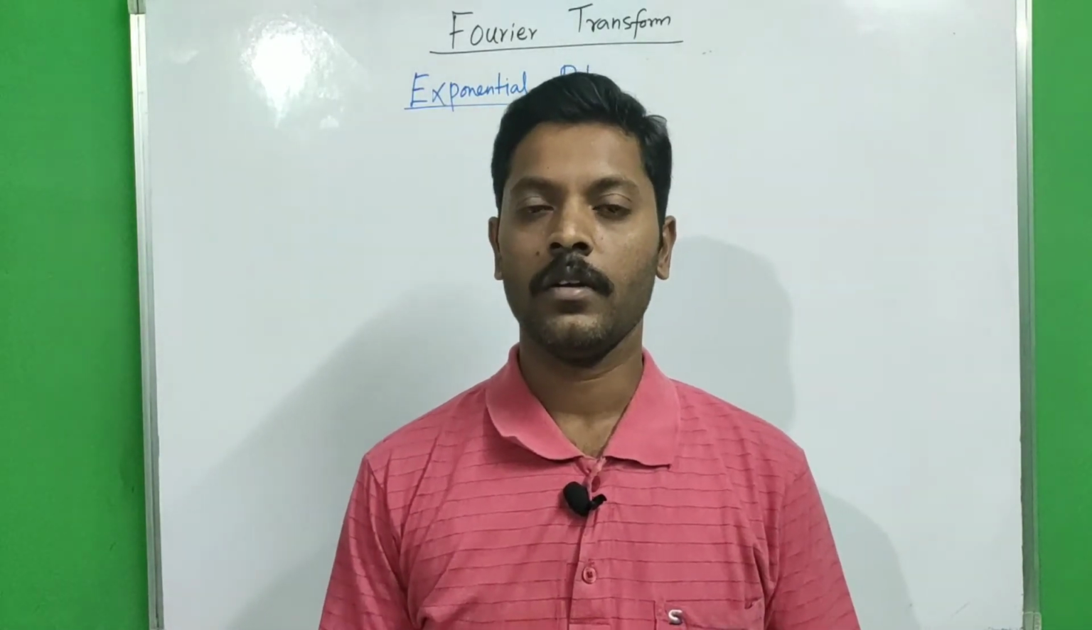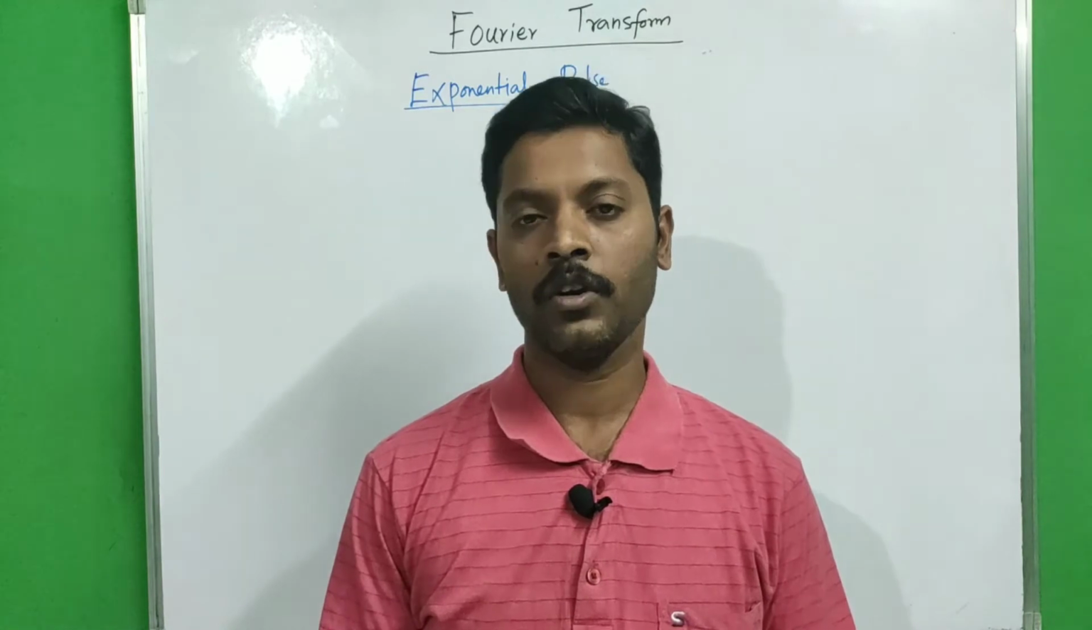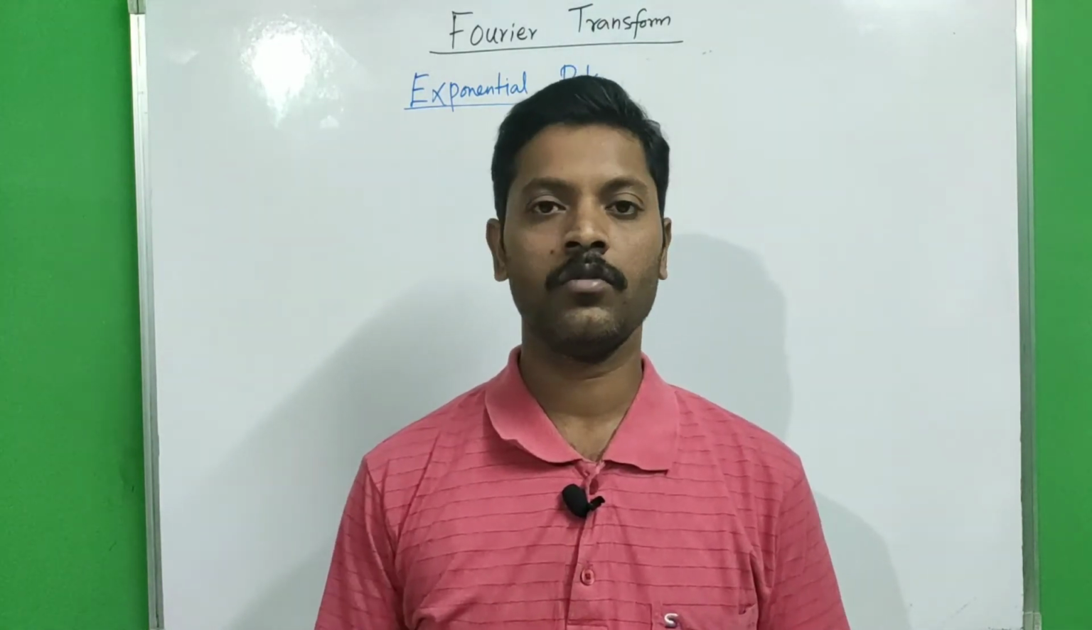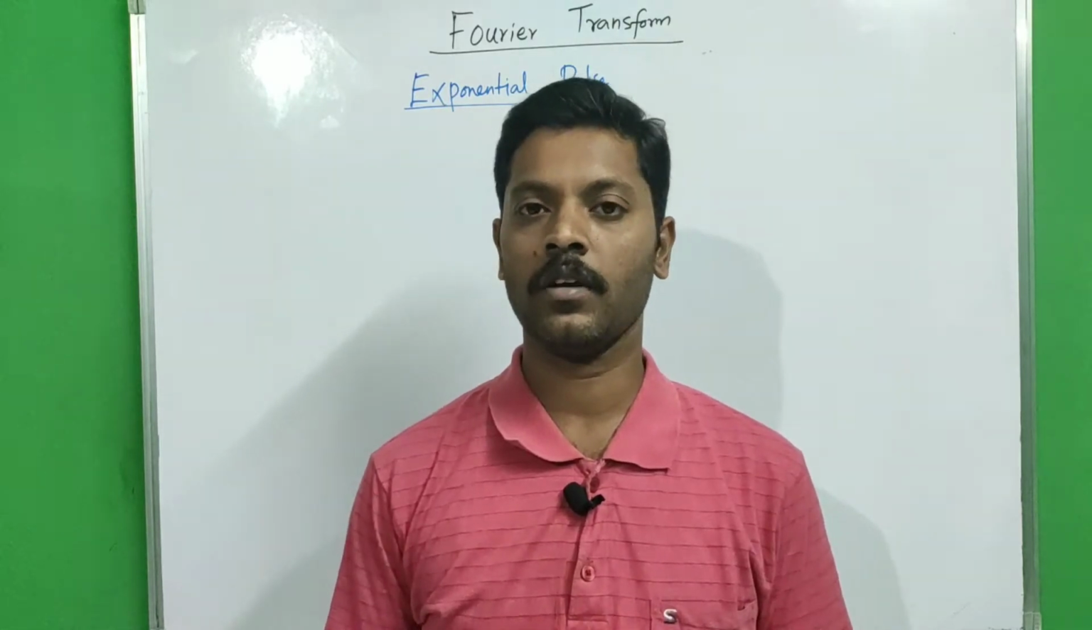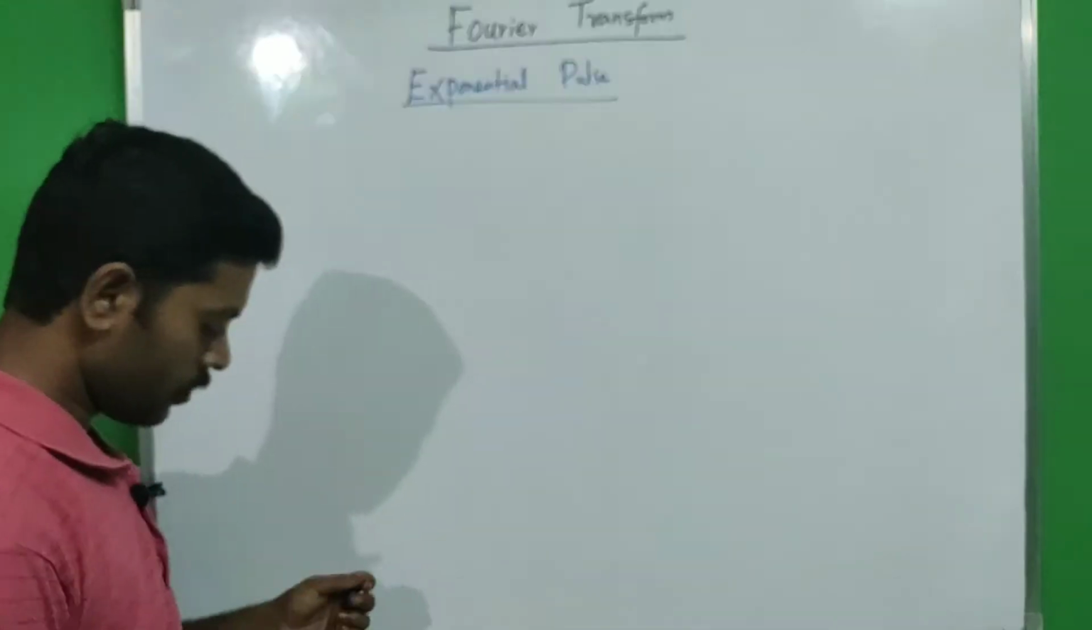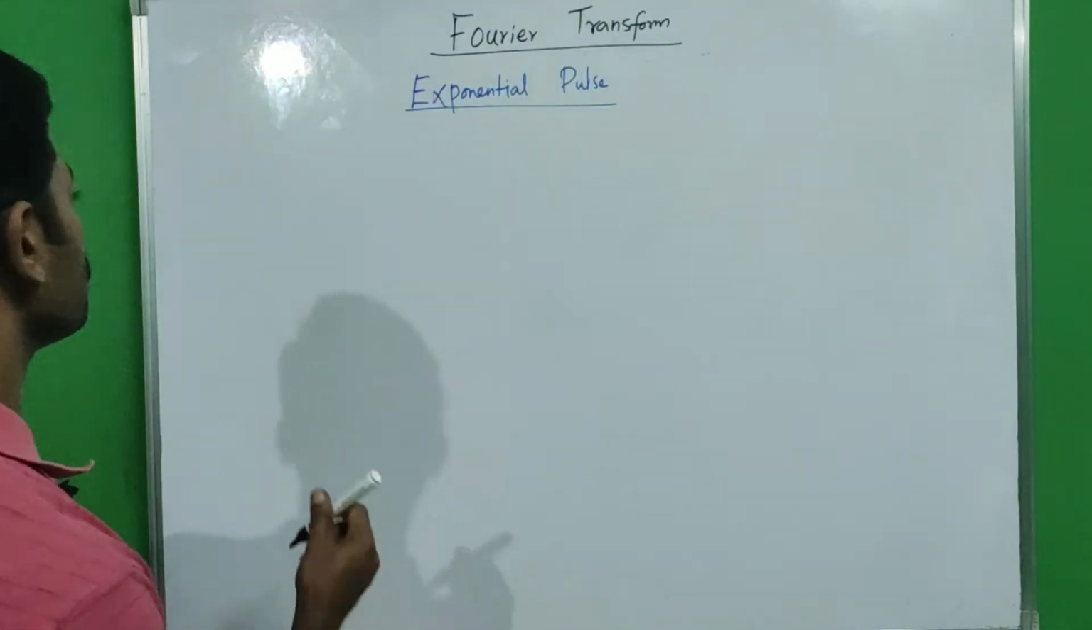Hi friends, today we are going to find the Fourier transform for exponential pulse. There are two types of exponential pulse. The first one is a decaying exponential pulse and the second one is a rising exponential pulse. First, I am going to find the Fourier transform for the decaying pulse.